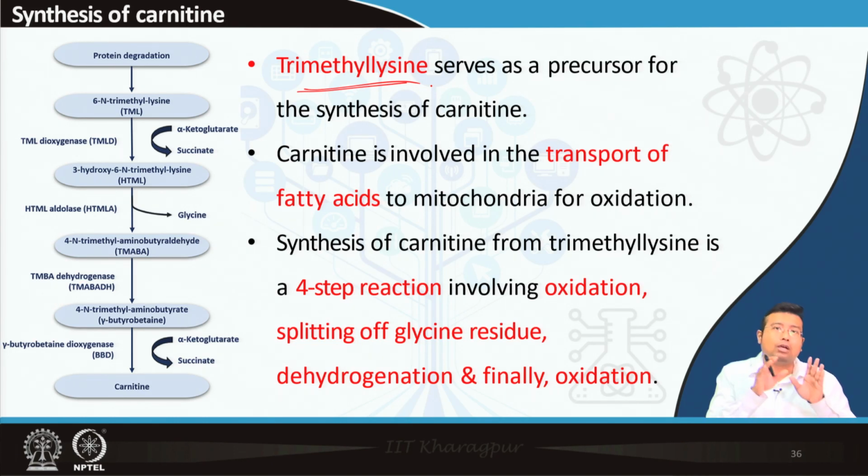mitochondria, right. So, if we just look into what are the steps, the first step is actually an oxidation step by a dioxygenase enzyme, followed by a splitting reaction by aldolase. You already know aldolase always cleaves and it leads to formation of glycine residue which is given off. Thereafter, by action of a dehydrogenase and another oxidation, we get carnitine, right.